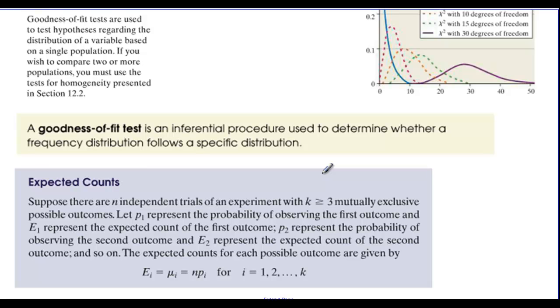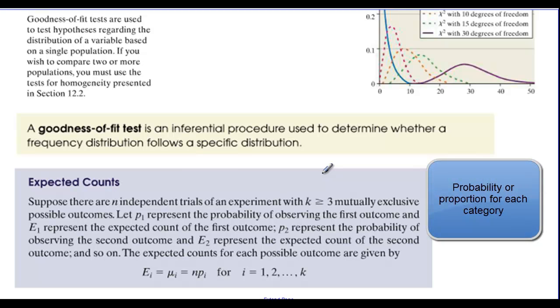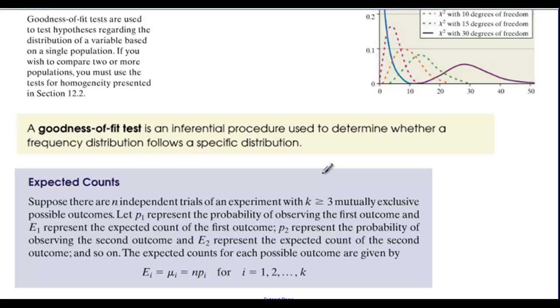It says let P1 represent the probability of observing the first outcome, and E1 represent the expected count of the first outcome. P2 represents the probability of observing the second outcome, and E2 represents the expected count, and so on and so forth. So they're taking these categories and their probability for each category, so for yellow, blue, green, etc., and that's going to be P1, P2, P3, and so on. And once they figure out the expected count, just the probability times the total number of M&Ms, that's going to give us the expected count for our red and blue and green, and so on.